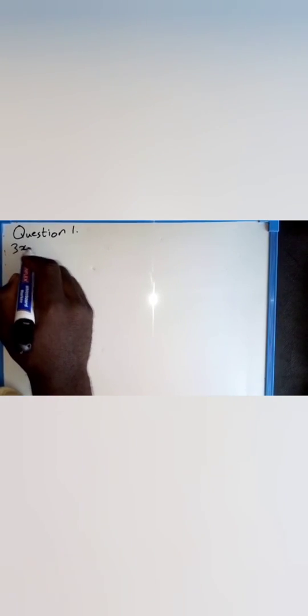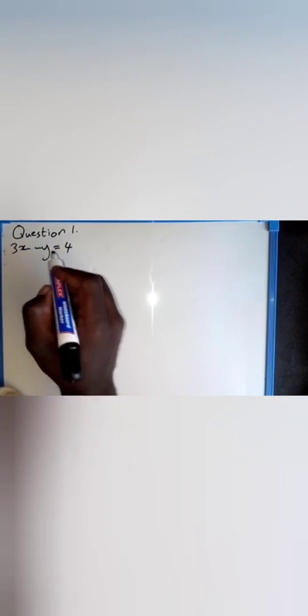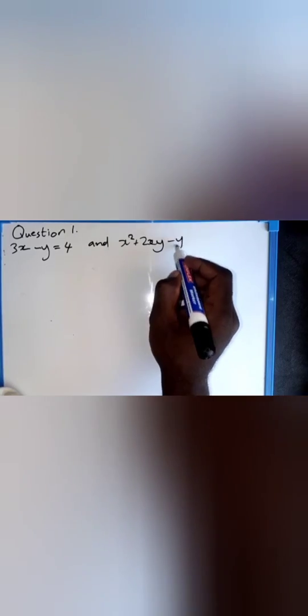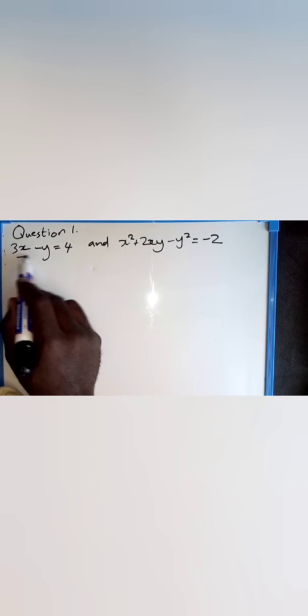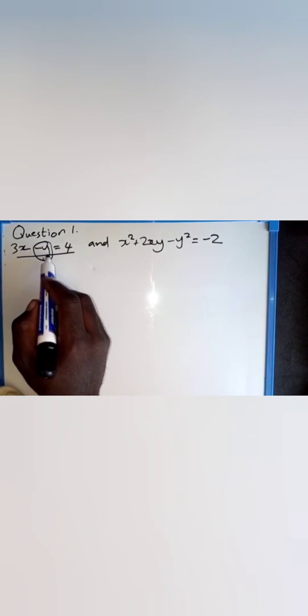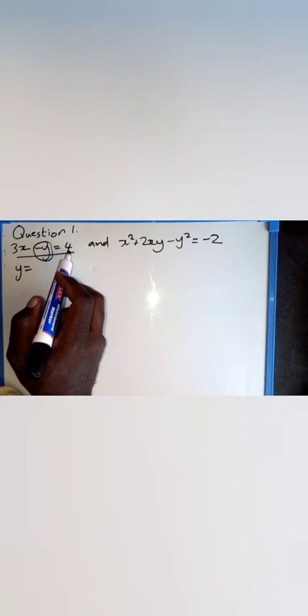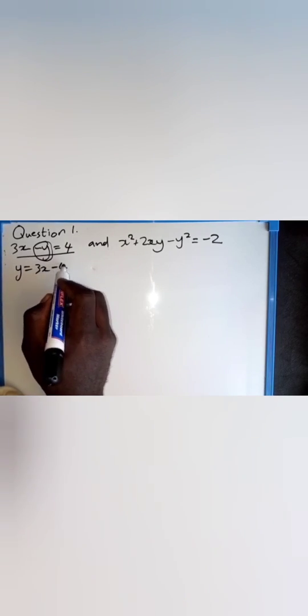So what we have here is 3x minus y is equal to 4, and x squared plus 2xy minus y squared is equal to negative 2. So I'm going to write this equation in terms of y and make y the subject of the formula. So I'll say y is equal to, bringing my y this side and my 4 this side, so I'll have 3x minus 4.